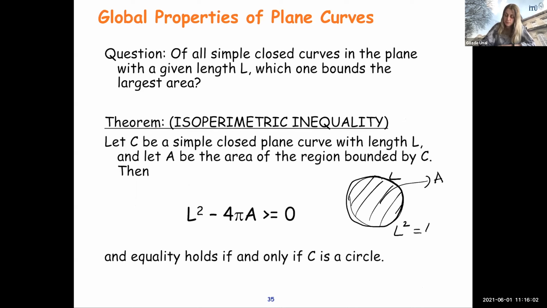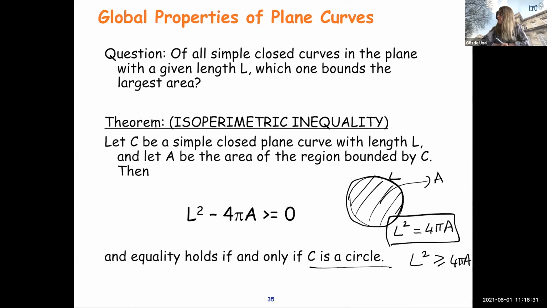The length squared equals 4 pi times the area exactly when the curve is a circle. And this is the most compact shape you can find. The circle is an amazing figure. For all other curves, L squared is always larger than or equal to 4 pi A, but equality holds for circles only. That is the isoperimetric inequality.